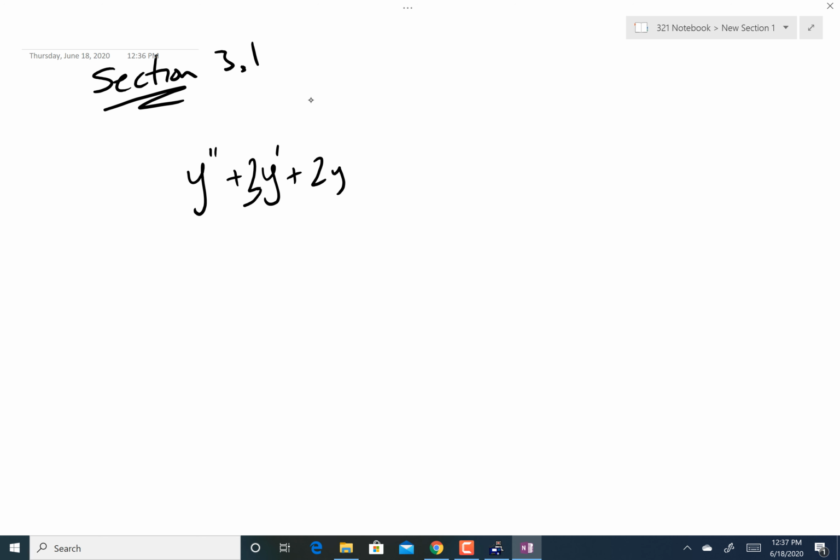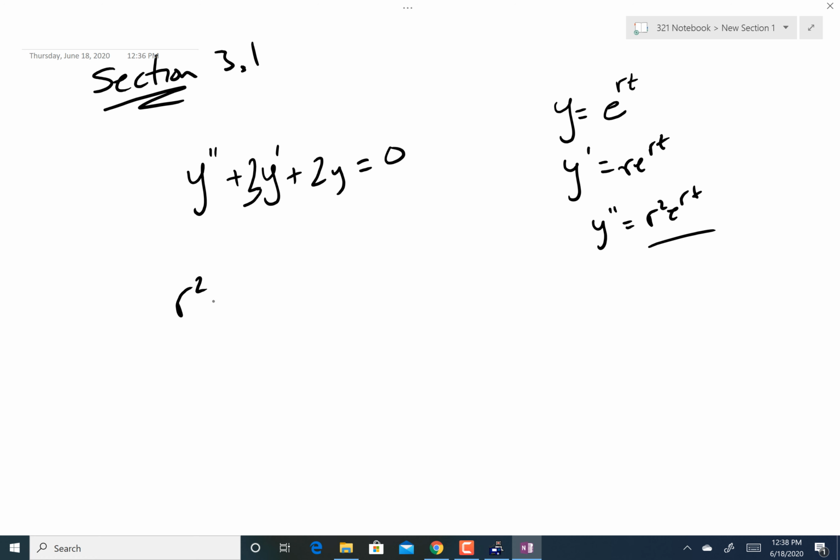This is a second order linear differential equation. And we remember we mentioned these are of the format e to the rt. So we take y prime, which is r e to the rt, and y double prime, r squared e to the rt. If I put this in, I'm going to get r squared e to the rt plus 3r e to the rt plus 2 e to the rt equals 0.